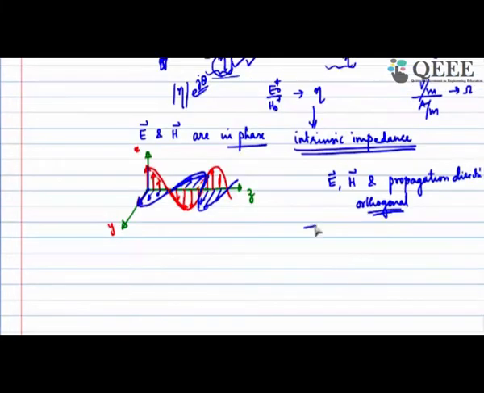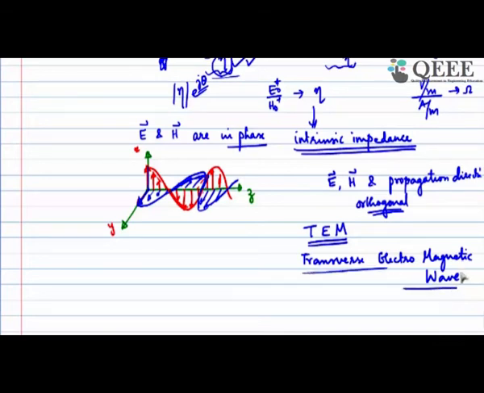And such a wave is called a transverse electromagnetic wave. In a transverse electromagnetic wave, your E, H and the direction of propagation are orthogonal to each other. So a TEM plane wave is the simplest solution of Maxwell's equation, of the wave equation.